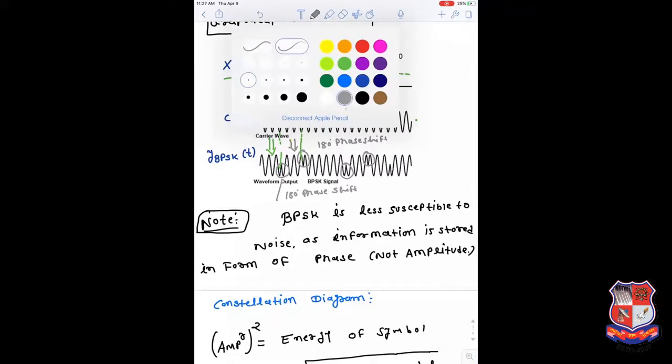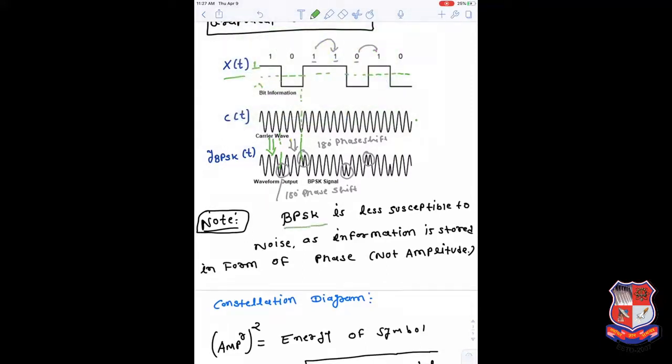Okay, so now here we can say BPSK is less susceptible to noise. If noise is added, it may not affect too much. BPSK is less susceptible to noise as compared to the earlier case of amplitude shift keying, because here the information is stored in the phase, not in the form of amplitude. Noise basically affects the amplitude more compared to the phase. So if information is stored in the form of a phase, then the noise has less effect.